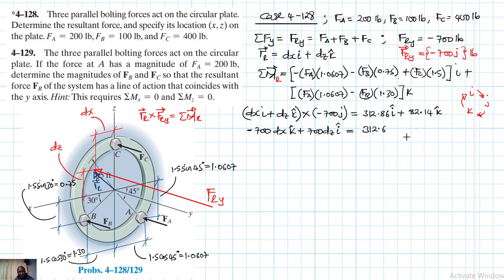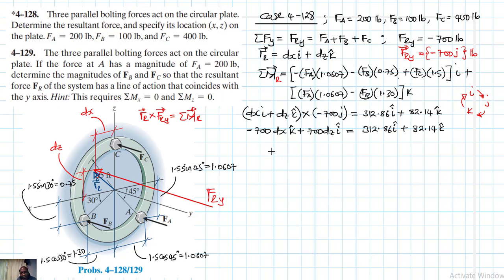312.86 I plus 82.14 K. So we're going to now equate parts that are equal. Equate the parts that are in the same direction. This part, we equate it with this, and then this part we equate it with this. All right, and then make those unknown subject of the formula, right? Great. So we'll have two equations.